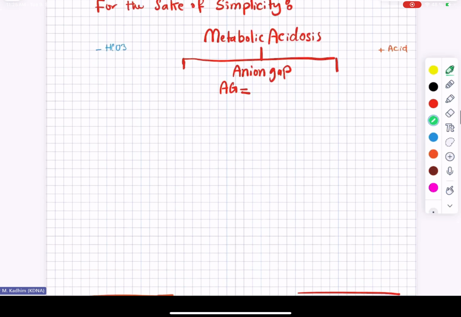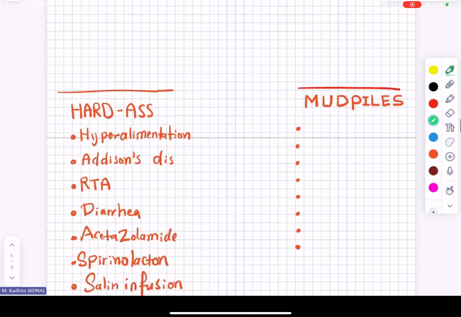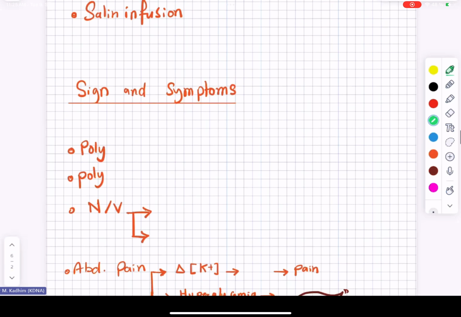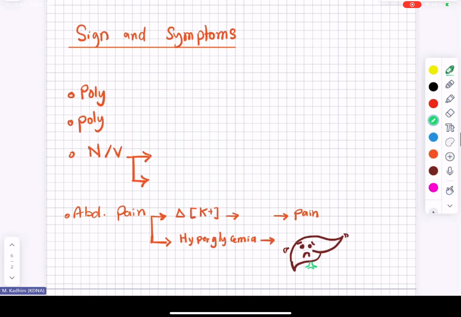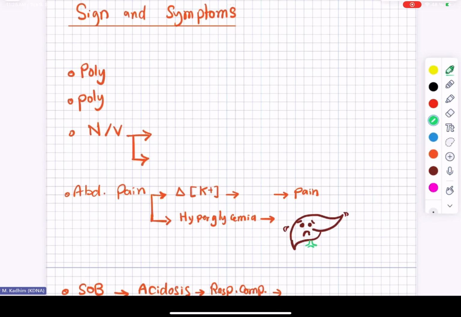I'm not going to discuss the metabolic acidosis and differentiation from the metabolic acidosis on the basis of the anion gap. It's going to be time consuming, so I will skip that. Maybe in another presentation later we'll take that.